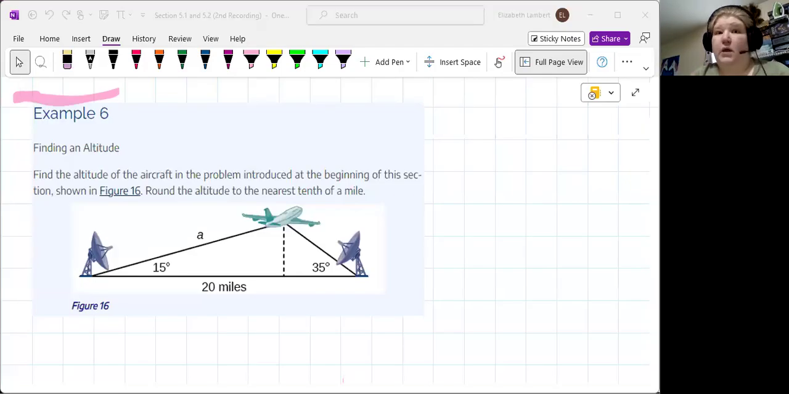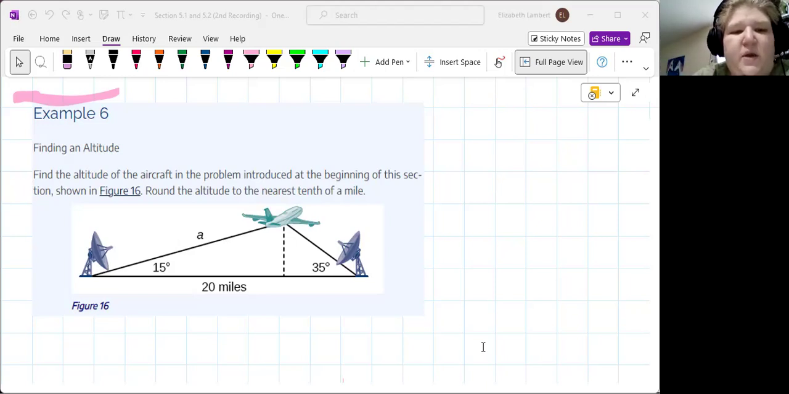All right, so law of sines with word problems. Again, these are written by mathematicians in Mathland, so they're okay. Not as bad as some. These are decent. So here they ask, find the altitude of the aircraft in the problem introduced at the beginning of the section. Okay. So if you look back in the book, that's there.